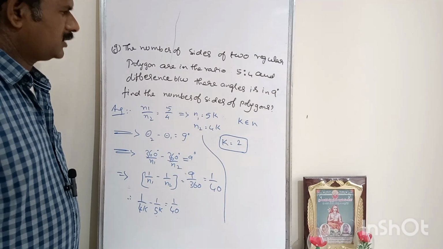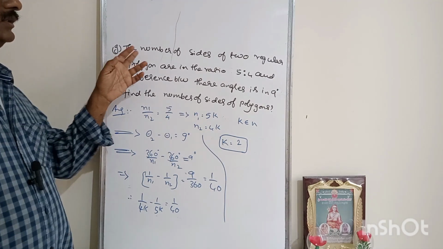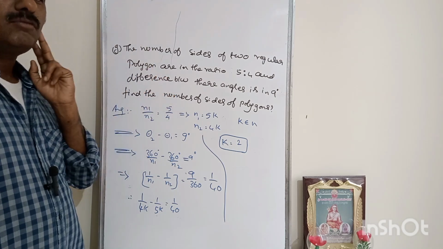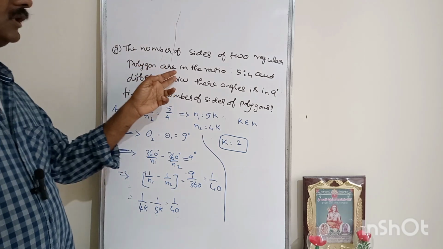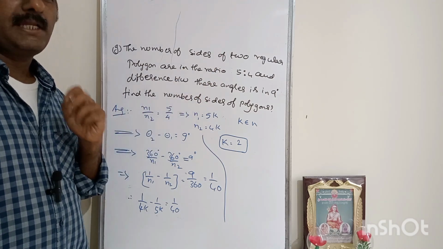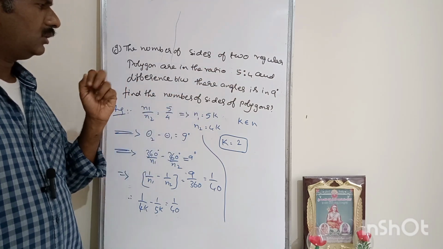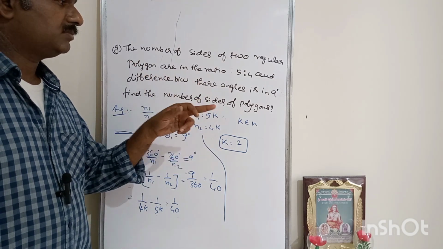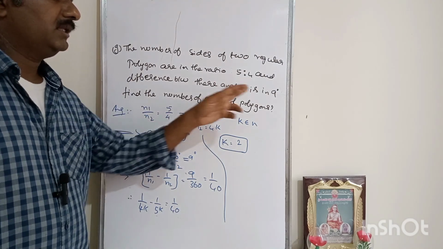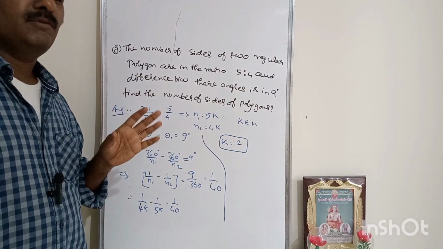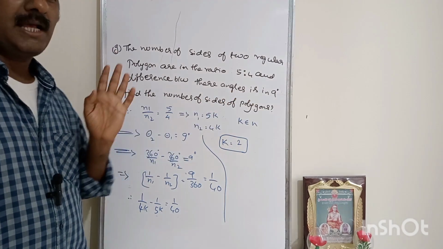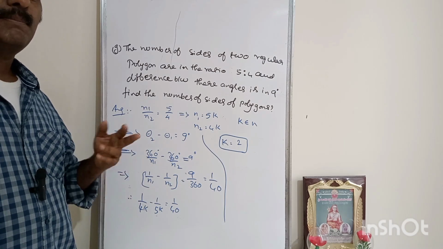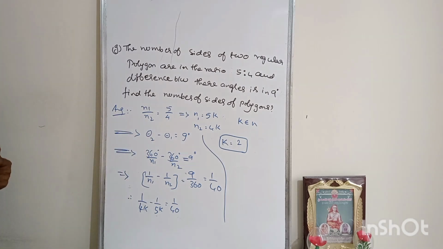Coming to the next problem, the number of sides of two regular polygons are in the ratio 5:4. They have given the ratio 5:4, and the difference between their angles is 9 degrees. The difference between the angles of the polygons is given as 9 degrees. Find the number of sides of the polygons.